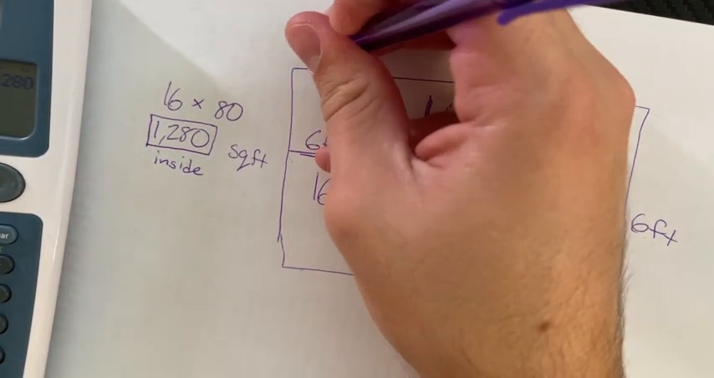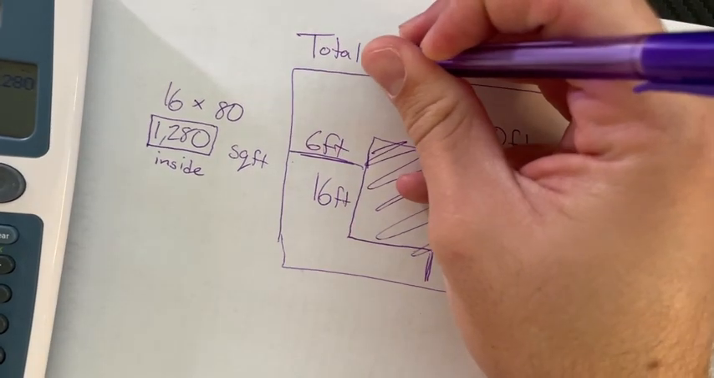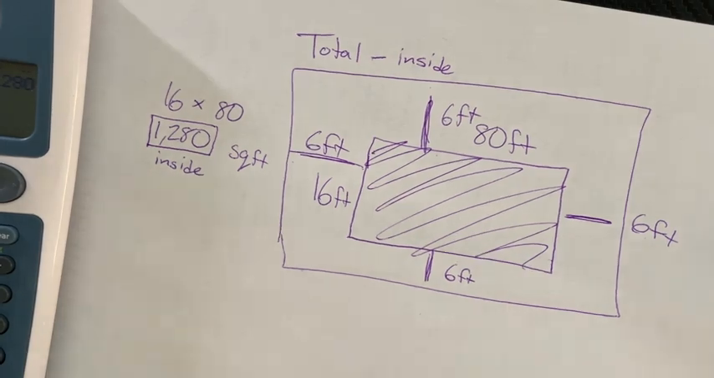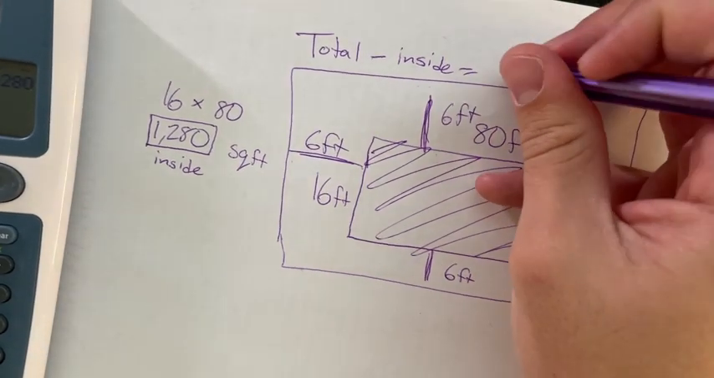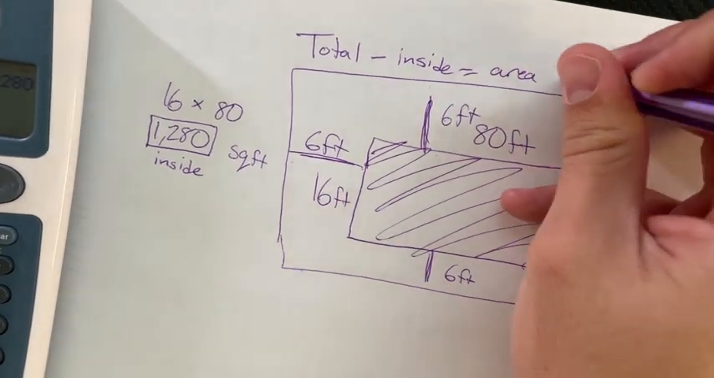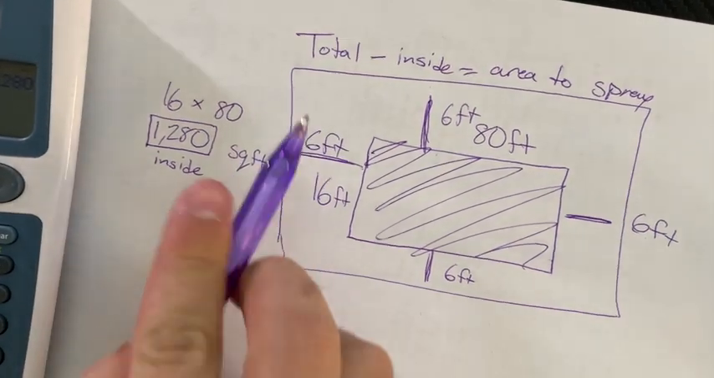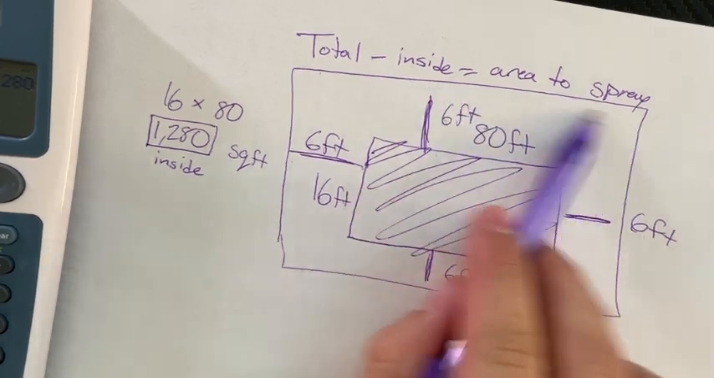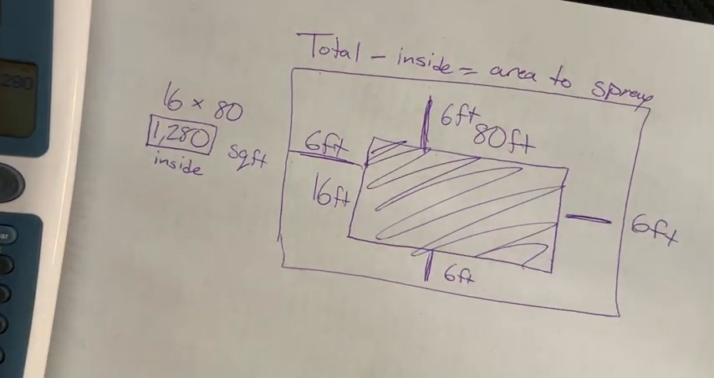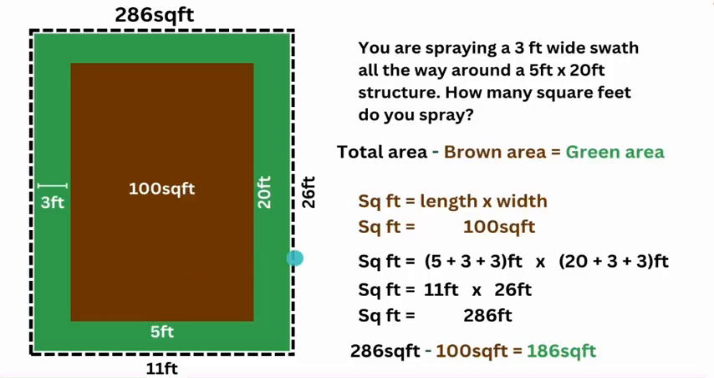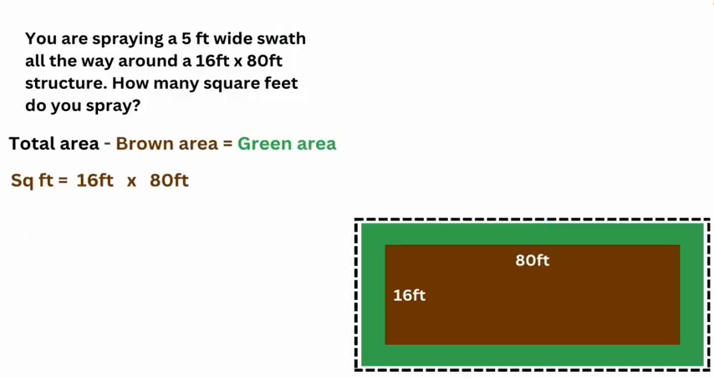subtract them, because the formula we're using is total area minus inside, or black minus brown, equals that green area or the area to spray. Okay? So it's all the same whether we're using total minus inside equals spray area, or back on the PowerPoint, total area minus brown area equals green area, either way. Okay?